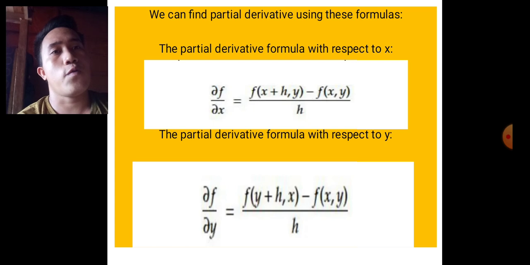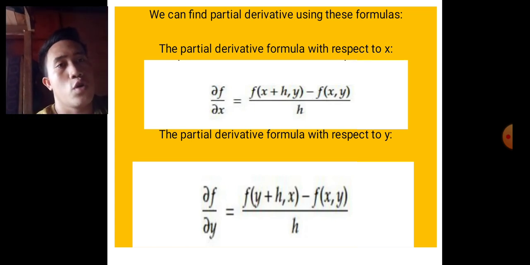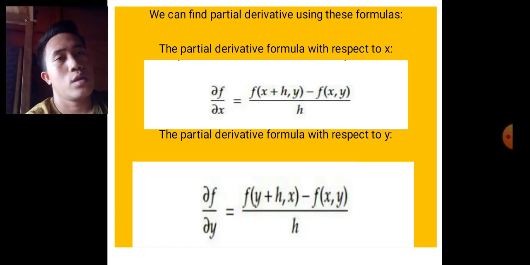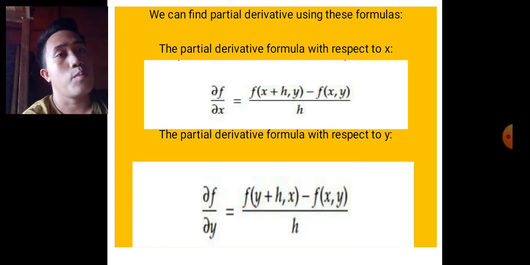So we can find a partial derivative using this formula. The formula of the partial derivative with respect to x is del f over del x equals f of x plus h, y minus f of x, y, all over h.